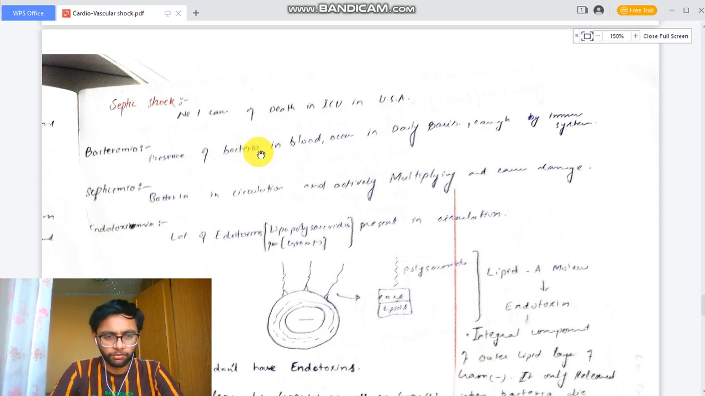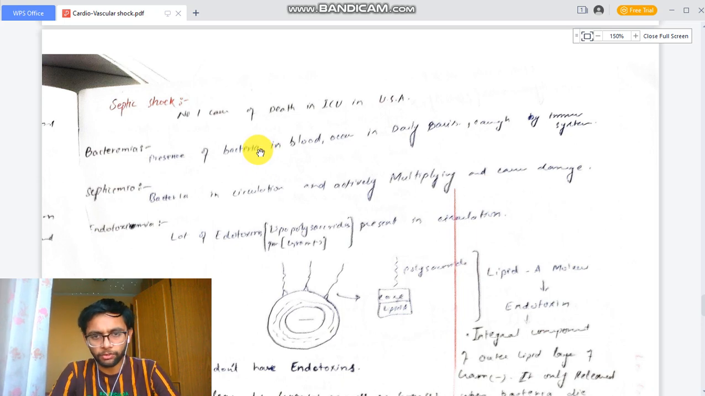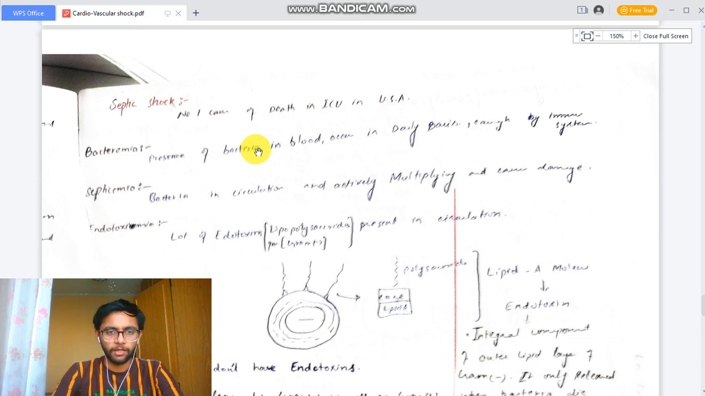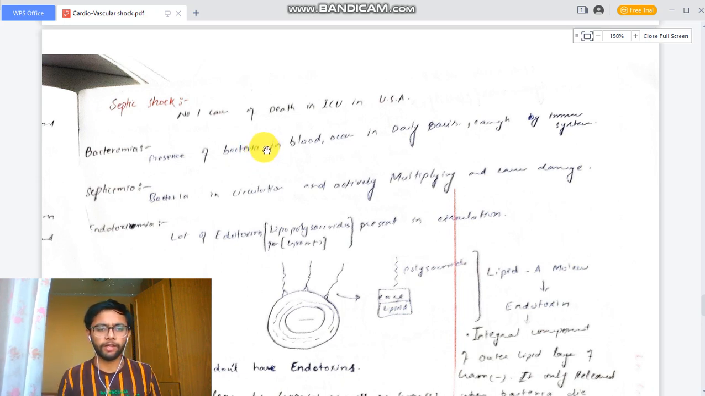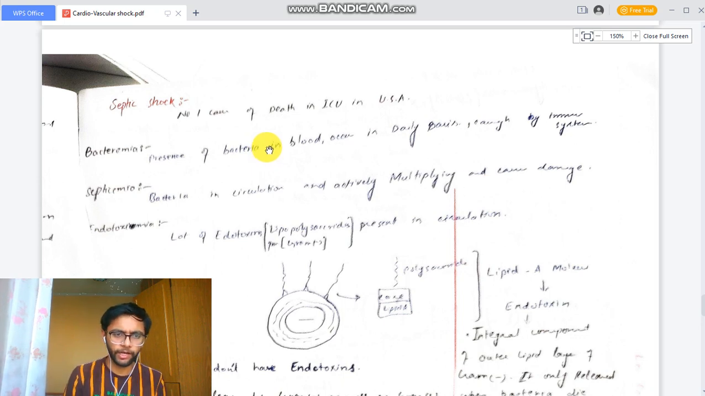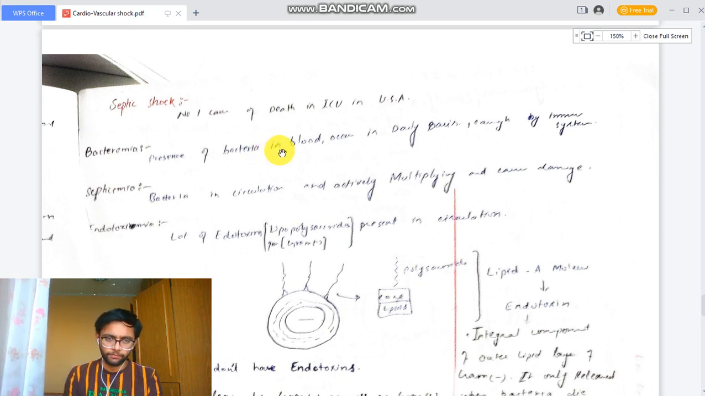Septicemia is when bacteria in our circulation multiply so much that our immune system cannot overcome them, producing a situation called septicemia. For example, inactive bacteria in our circulation is bacteremia. When bacteria divide, multiply, and release endotoxin, this is called septicemia. And endotoxinemia is when the bacteria release a lot of lipopolysaccharide, the endotoxin molecule, in the circulation. This causes endotoxinemia.